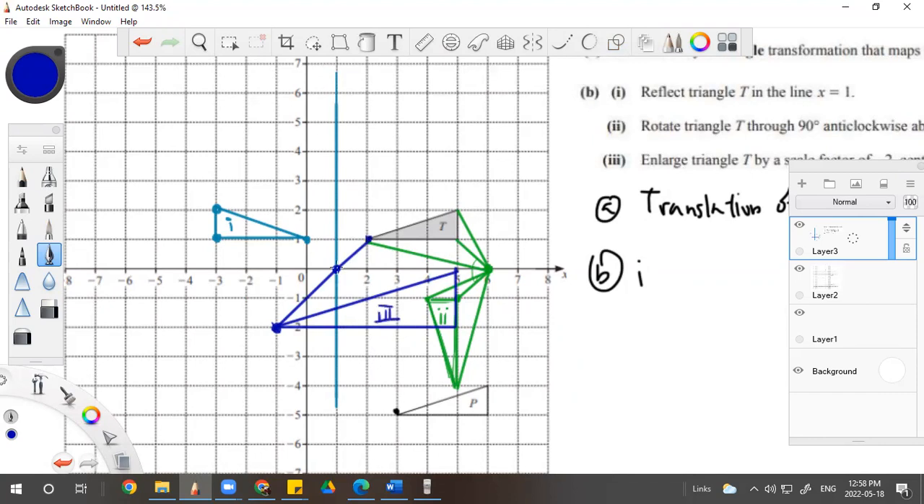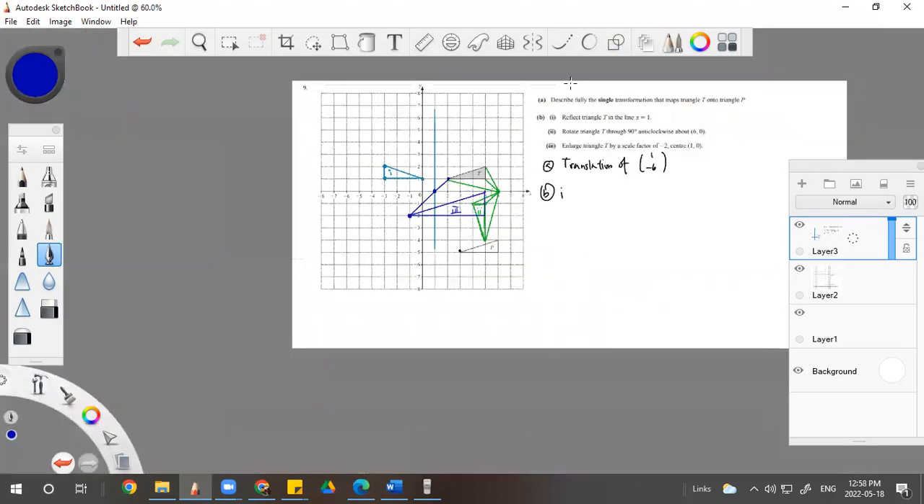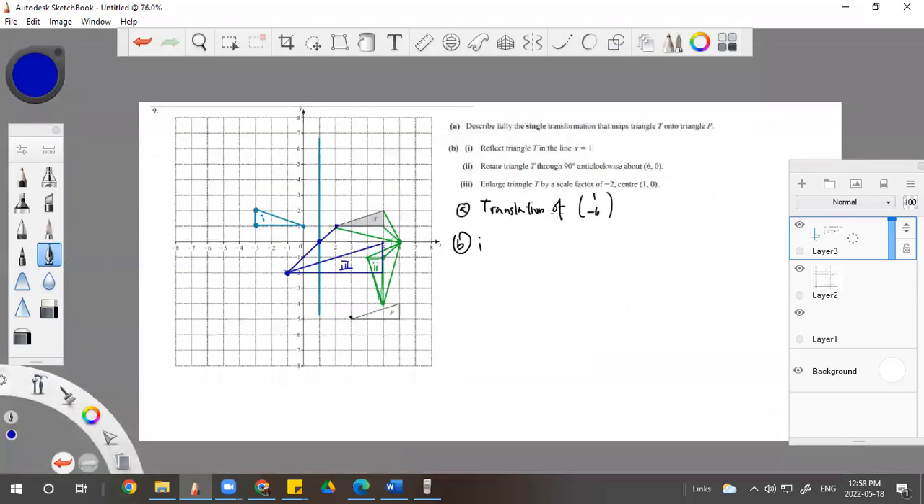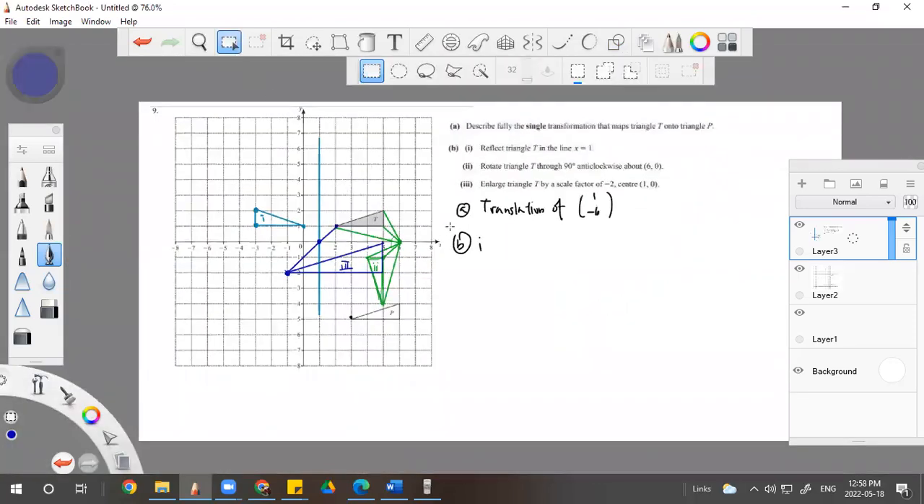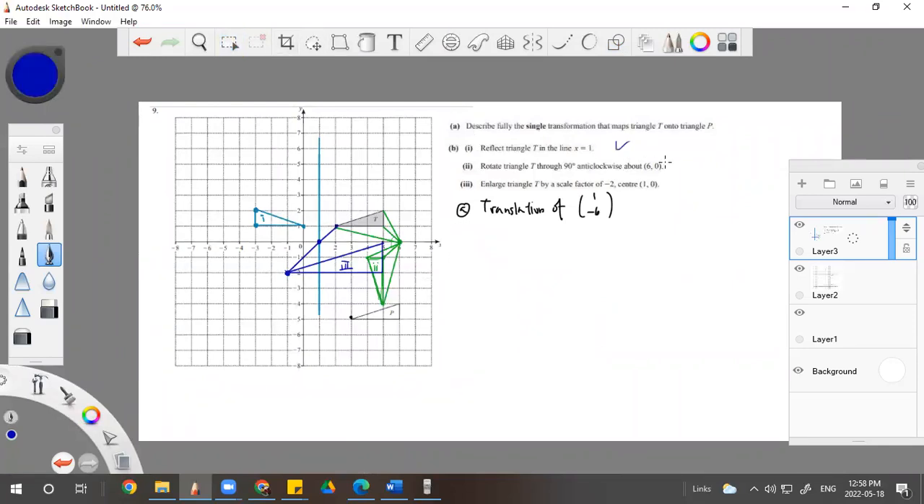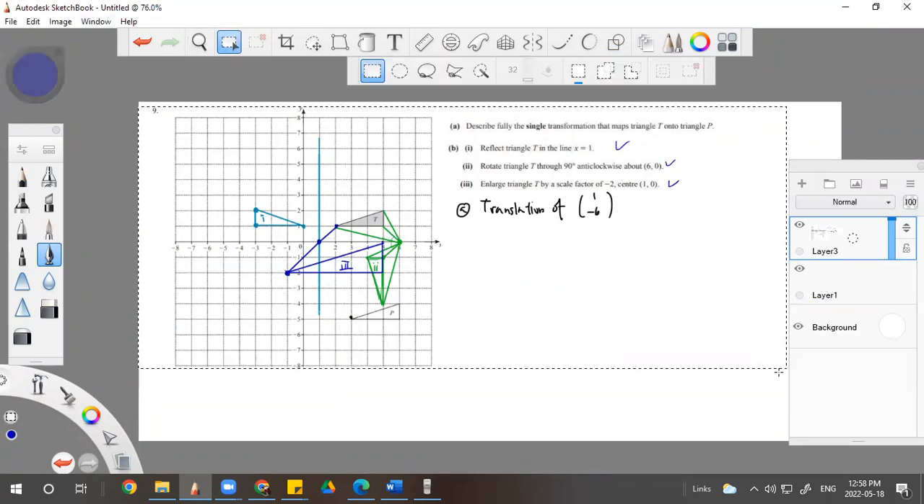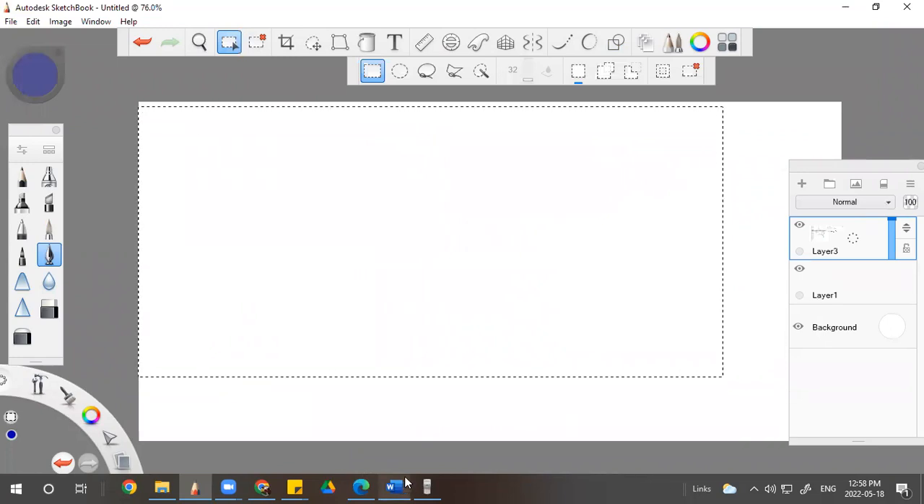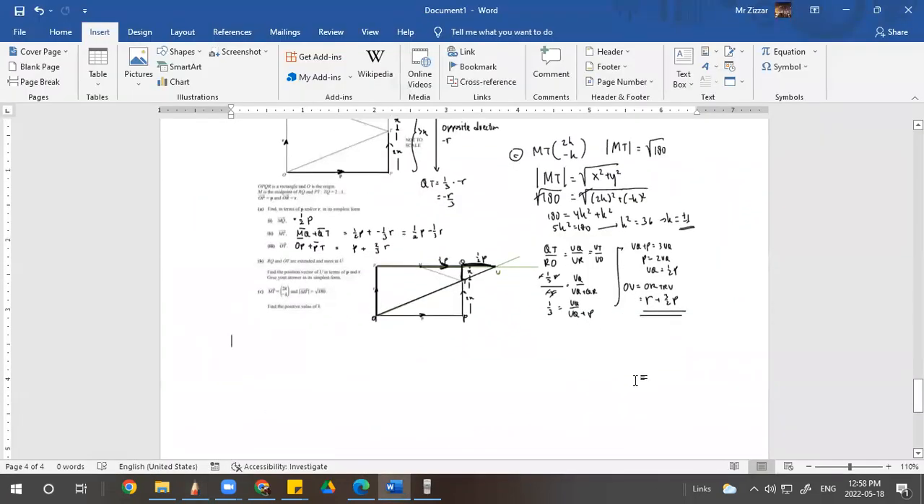The center is 1, 0. Okay, that's for part 3. B1, B2, B3 done. Everything is drawn properly. Okay, let's do the next question. 10.